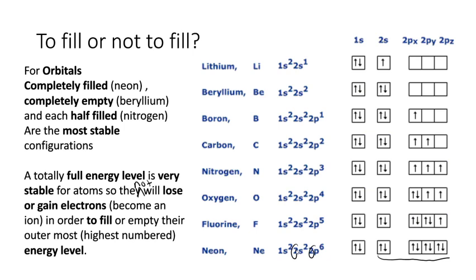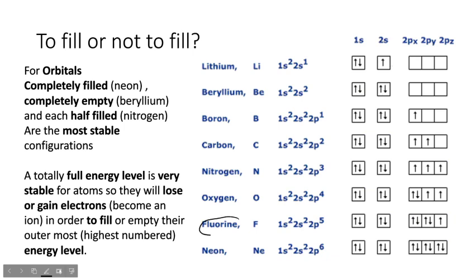So all these others, when you're very close to having either a completely full or completely empty outermost energy level, that's when something's very reactive. If we look at lithium, there's one electron in its second energy level. That's really close to having a completely empty second energy level. So this one is going to want to get rid of that electron, so this is completely empty. That means lithium is extremely reactive.